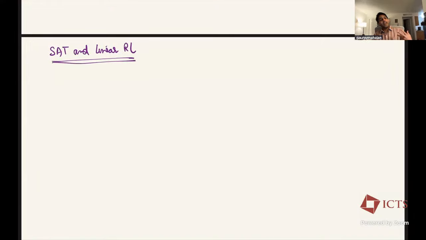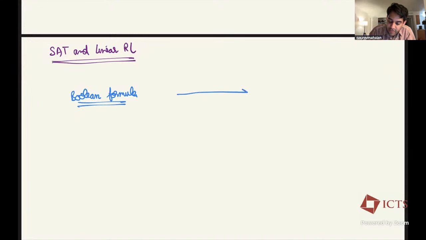Okay, and so the way I'm going to show lower bounds for linear RL is by relating it to SAT. So our goal will be: if somebody gives me a Boolean formula, which is like a SAT instance, I would like to transform that into an instance for RL. So, a Boolean formula, say psi, on variables x1 to xv. So it's on v variables.